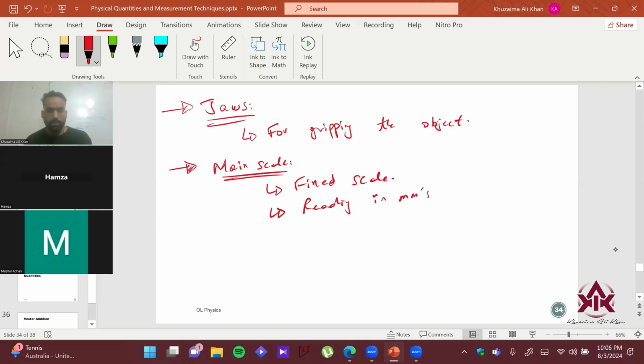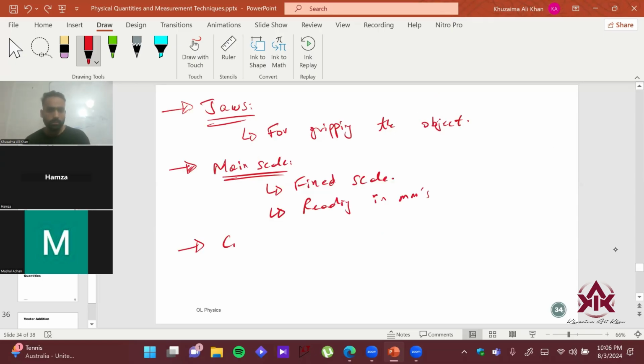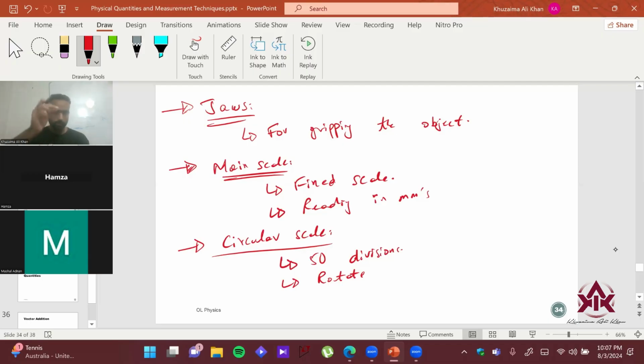ठीक है, and then you have the circular scale, or इन लोगों ने इसको drum बोला हुआ है, call it circular scale so that it makes sense. ठीक है, it can rotate right like this. It's called circular scale. It contains 50 divisions, right? And it can rotate around. It can rotate, right? Not move. Rotate like this. It rotates around the main scale. I want to be specific about my spelling mistakes. Someone is judging, right? अच्छा, okay.